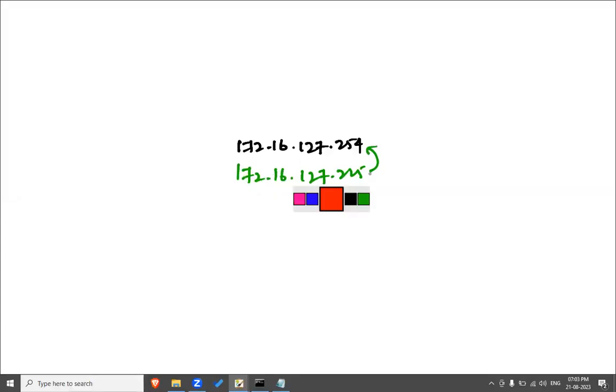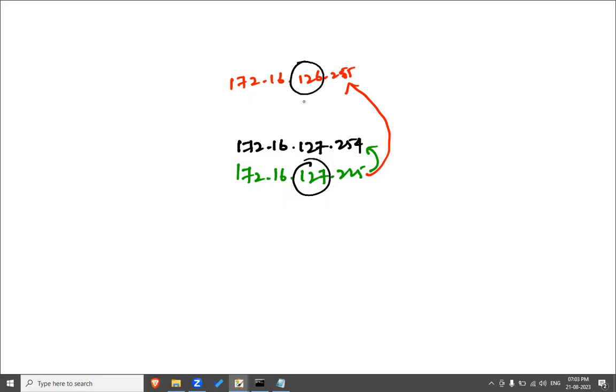Again, some students argue with me, saying that before 127.255, 172.16.126.255 will come. They always have a habit of doing that minus 1 to the octet. That is wrong. You will not get 126.255. What is the previous IP address? 127.254. Okay, got it?